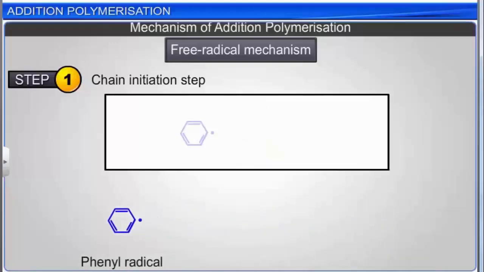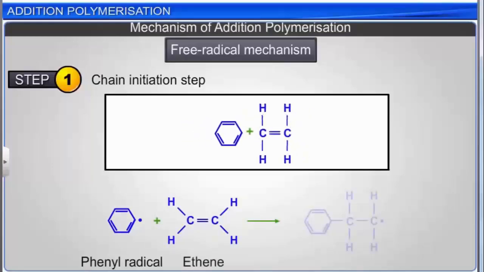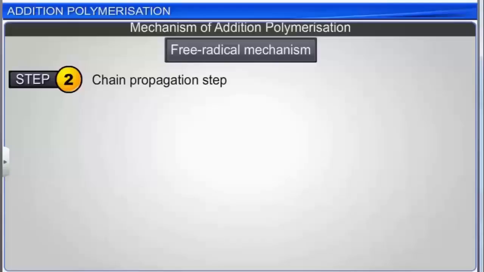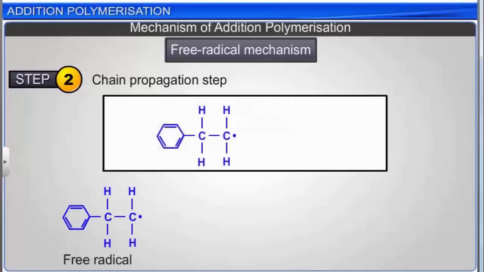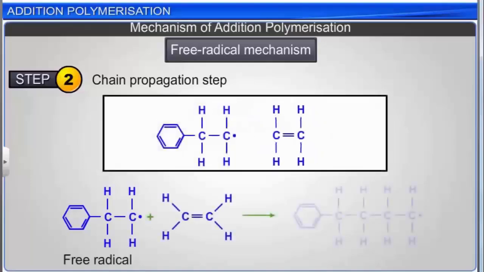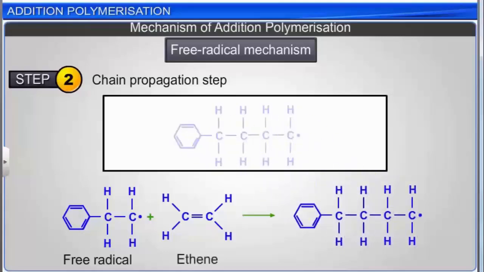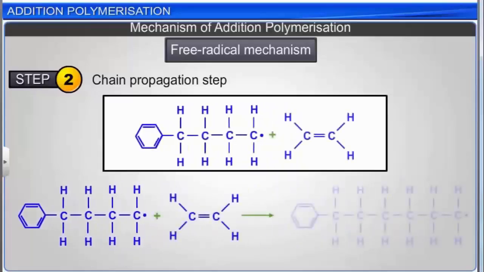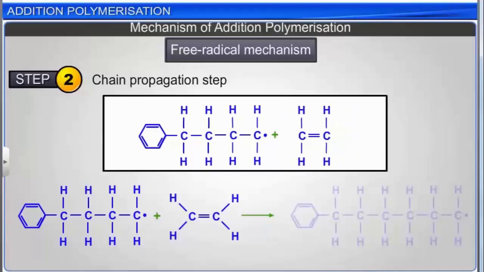Now, the phenyl radical reacts with a monomer, in this case, ethene, to form another free radical. The next step in the mechanism of free radical addition polymerization is the chain propagation step. The radical generated at the end of the chain initiation step reacts with another monomer, ethene, to form a new and bigger radical. This radical attacks another molecule of ethene to form a still bigger radical.